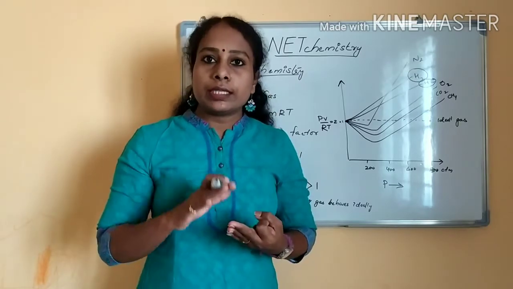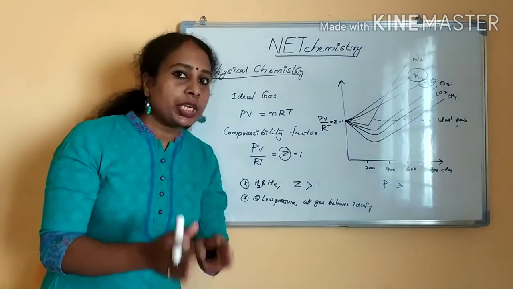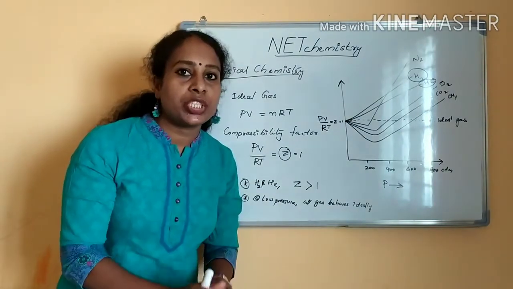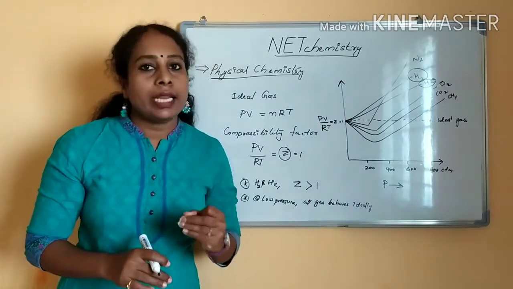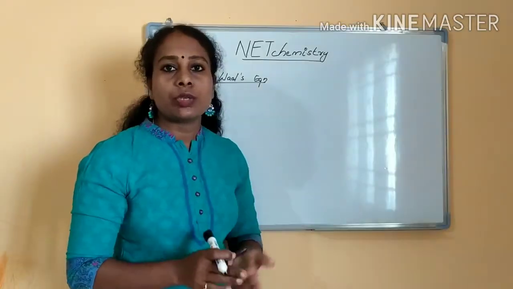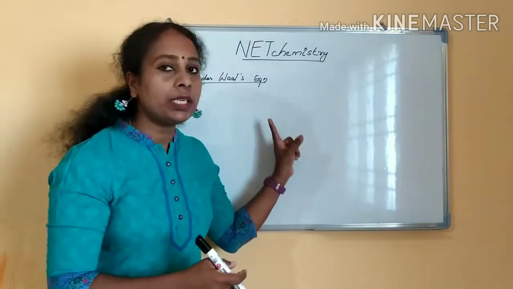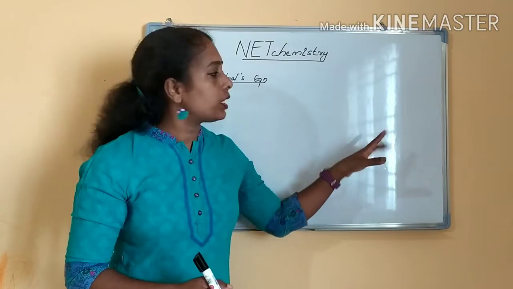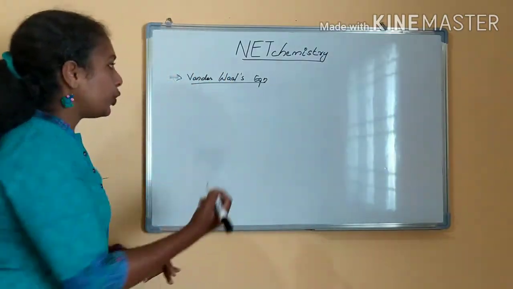The van der Waals equation is nothing but a pressure correction factor and a volume correction factor being applied. So we will see the behavior of a real gas. What is the van der Waals equation, and why do we see it? It will explain how Z is less than 1 and Z is greater than 1.